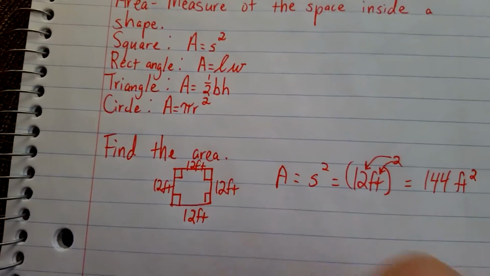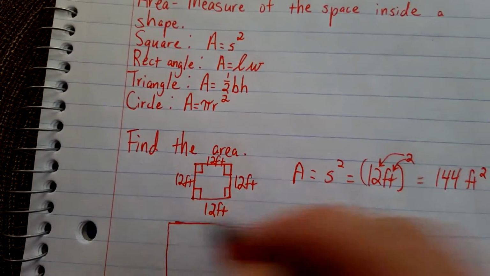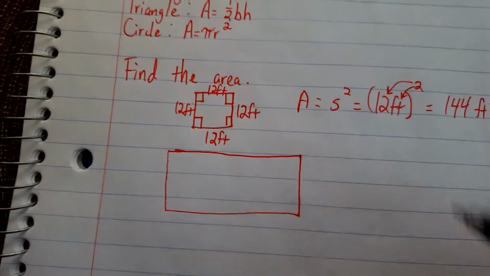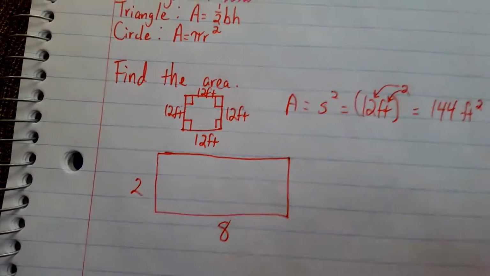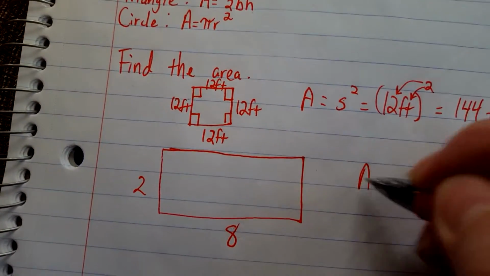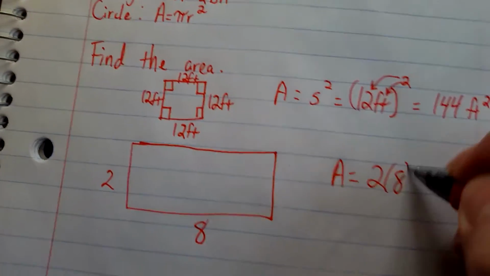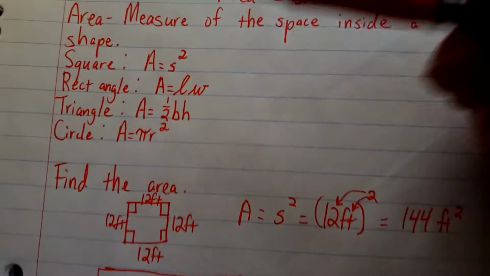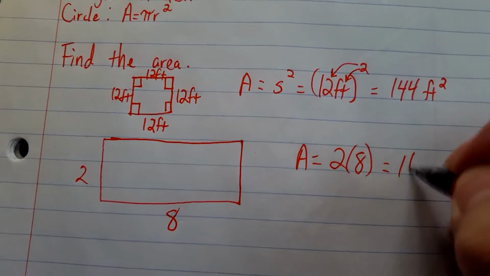Let's check out a rectangle. So just draw, expertly drawn in, a rectangle. We'll call this a, let's go 2 by 8. No units. Okay, so I know this is a rectangle. I'll just apply the formula real quick. I'll do 2 times 8. That's what the formula tells me to do for a rectangle. Just multiply your length times your width, and you get 16.